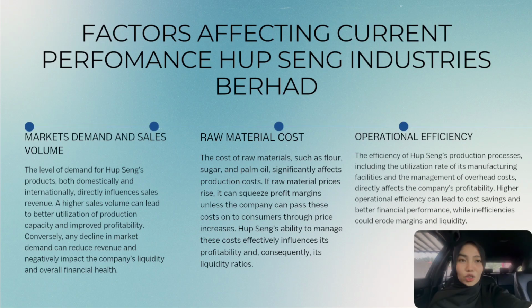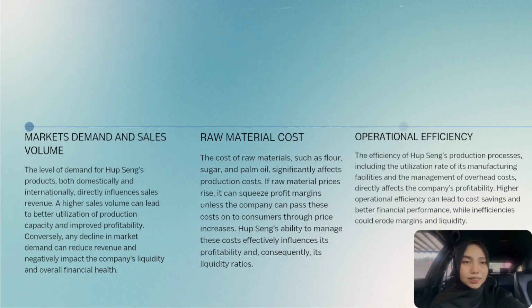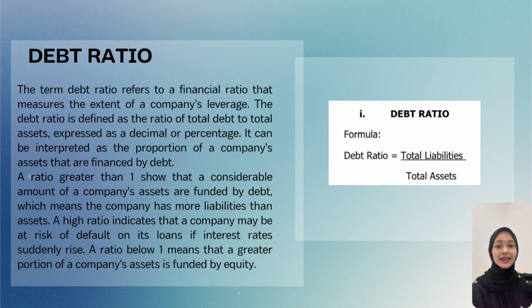The third one is operational efficiency. The impact is the efficiency of Hup Seng's production process, including utilization rate of its manufacturing facilities and the management of overhead costs, directly affects the company's profitability. Higher operational efficiency can lead to cost savings and better financial performance, while inefficiency could erode margins and liquidity. So hi, I am going to explain about debt ratio.